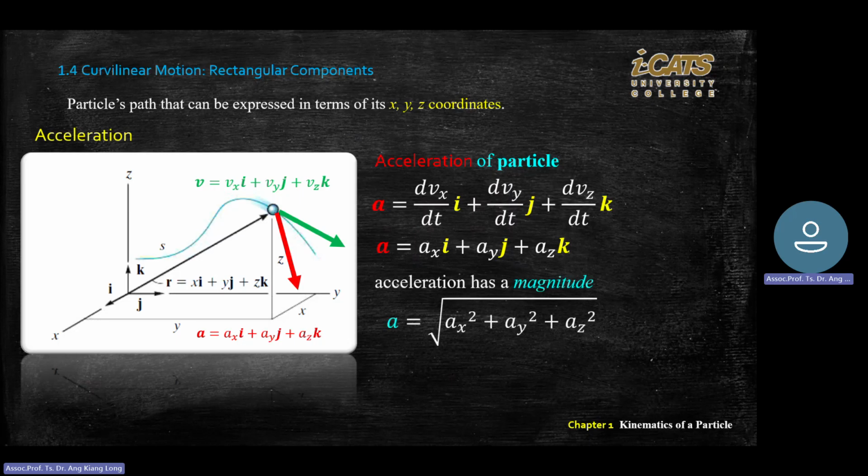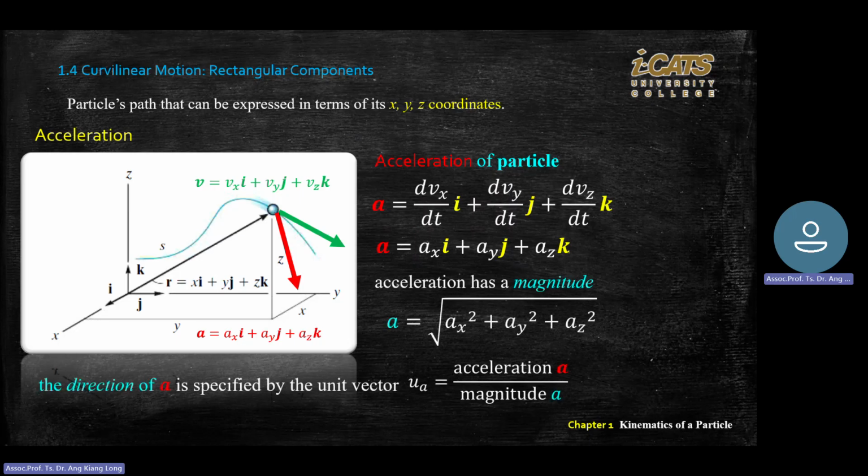Okay, same, you have magnitude and direction. So magnitude is the square root of your x component, y component, z component squared. Direction is you take the acceleration vector divided by the magnitude. Okay. I want to highlight here that the acceleration is not always tangent, it's always pointing inside the curve.